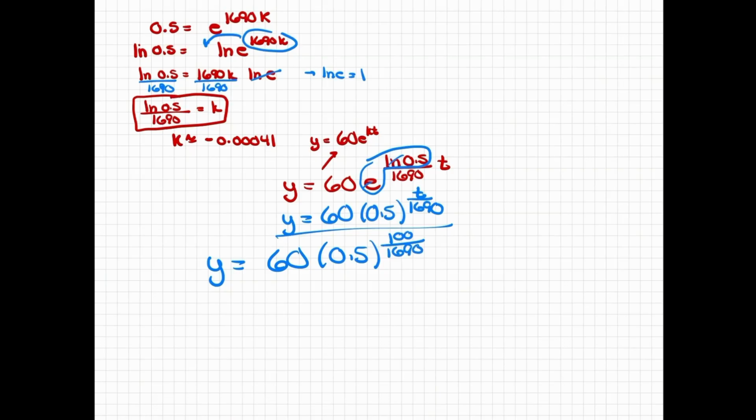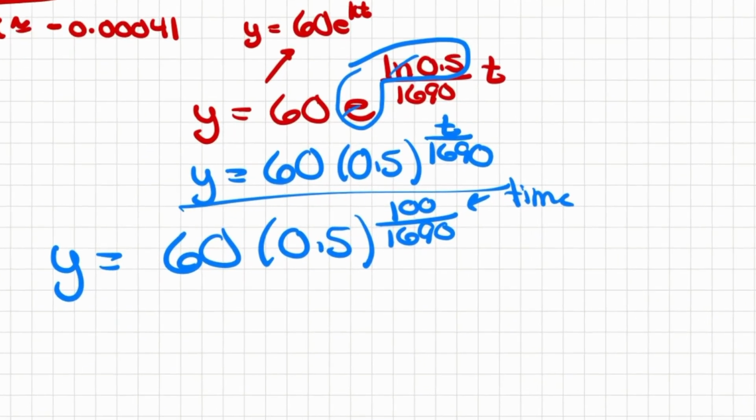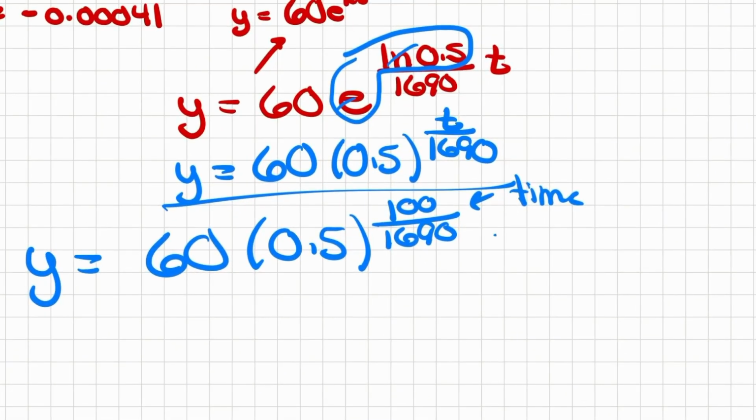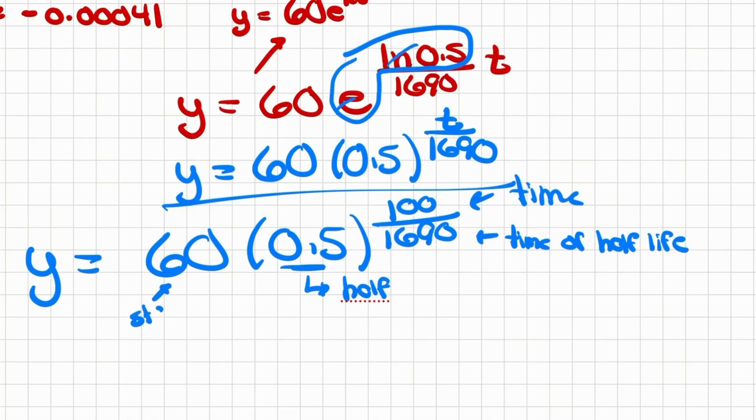Our amount of time is 100 years, and the half-life is 1,690. So this is our time. This is the time of the half-life. And this 0.5 just means that it is half. That is the half-life. And this is our starting amount.